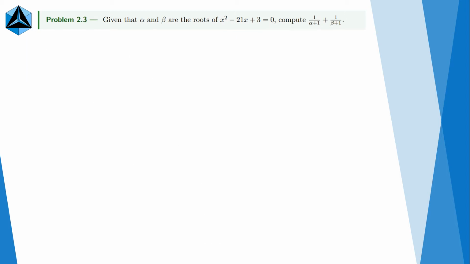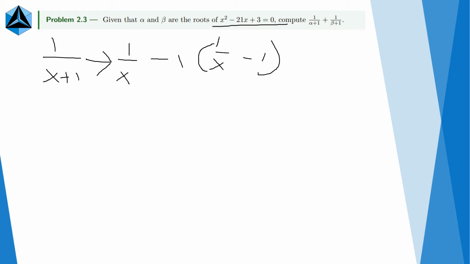This problem is very similar to the last problem, only it's alpha plus 1 over alpha plus 1. So we're going to use essentially the same tactic to tackle this one. Let's try to find the inverse of 1 over x plus 1. That's just 1 over x minus 1. You can check that for yourself to see that these are inverses if you want. I'm not really going to go into that. But anyway, that means we can substitute 1 over x minus 1 into this equation, and we get 1 over x minus 1 squared minus 21 times 1 over x minus 1 plus 3 equal to 0.